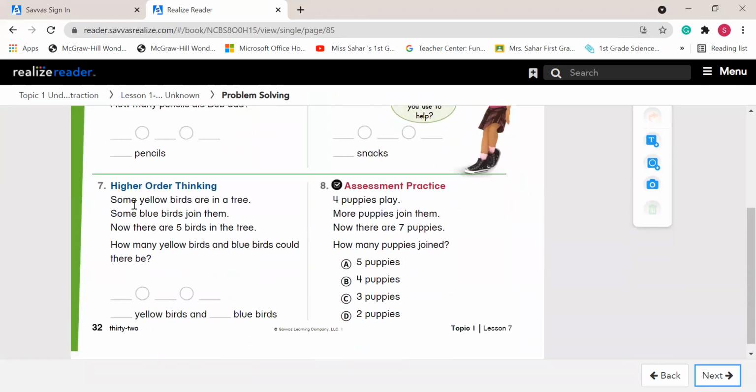All right, number 7, some yellow birds are in a tree. Some blue birds join them. Now there are 5 birds in a tree. So how many yellow birds and blue birds could there be? Okay, we say that there are 5. Now the total is 5. So I can say probably there were 2 yellow birds on a tree and then 3 more blue birds joined them because I know 2 plus 3 equals 5. So we can do that.